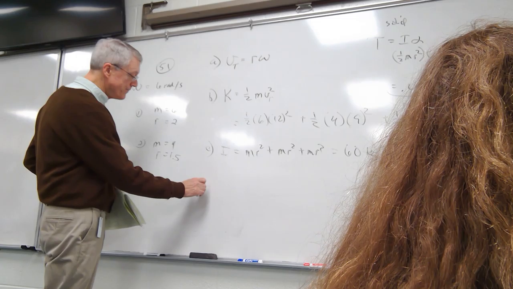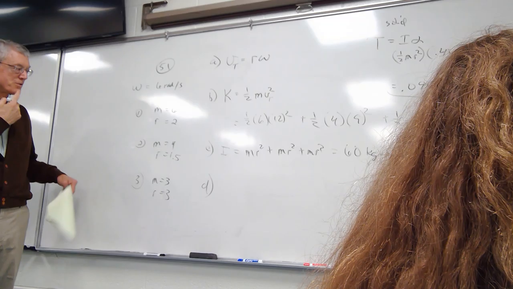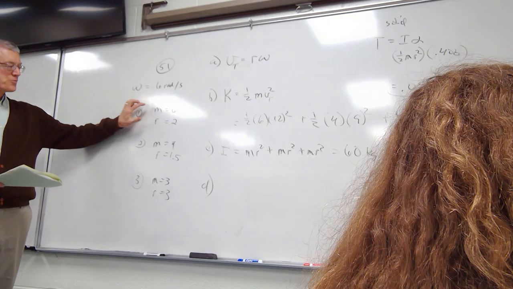I don't know how we knew it was no fraction in front of the mr squared. Maybe there's something in the problem that I didn't see when I just glanced at it. All right, so that's C. The whole system, the point there is if you can get I for one of these, but there are three objects in the system, just add them up.